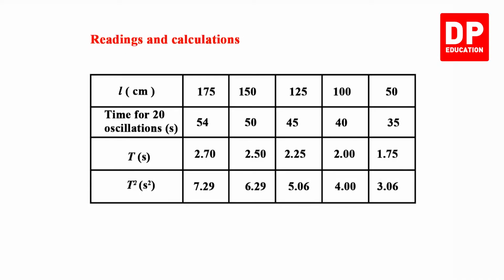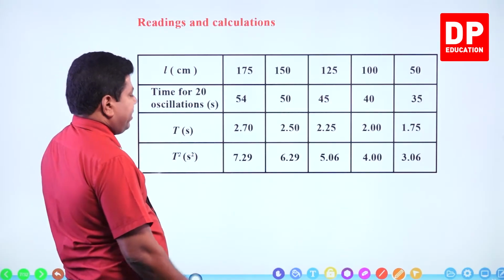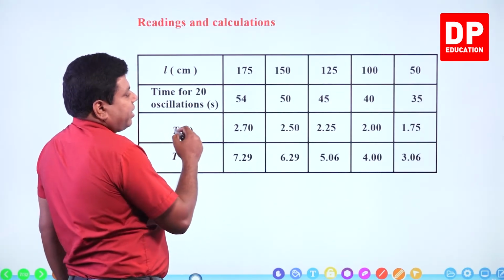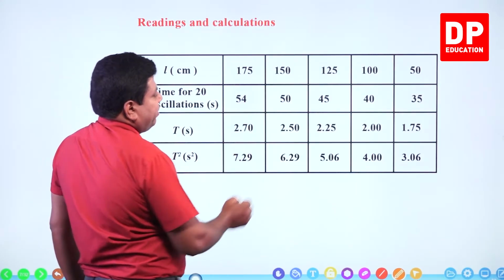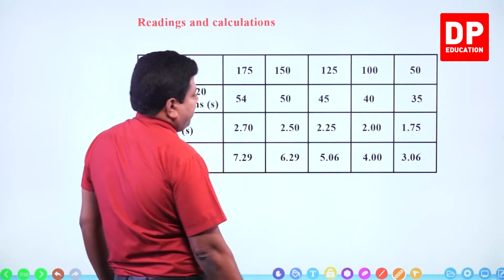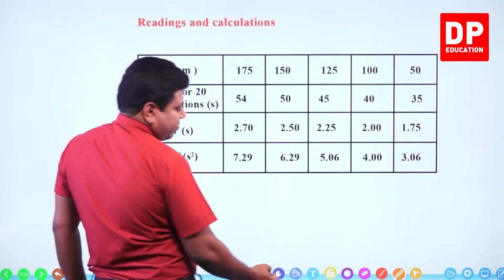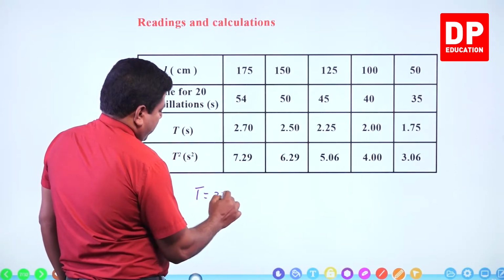I have recorded the measurements that we got in a table. These are the L values we have used, and the time for 20 oscillations we have marked. Then I divided each of them by 20 and I got T, the oscillation time for one oscillation. 54 by 20 is 2.7, 50 by 20 is 2.5, 2.25, 1.75. And I squared that as well because, you remember, I explained T equals 2 pi square root of L over G.